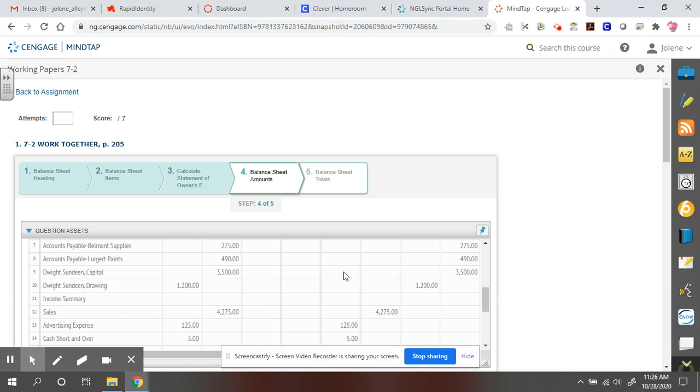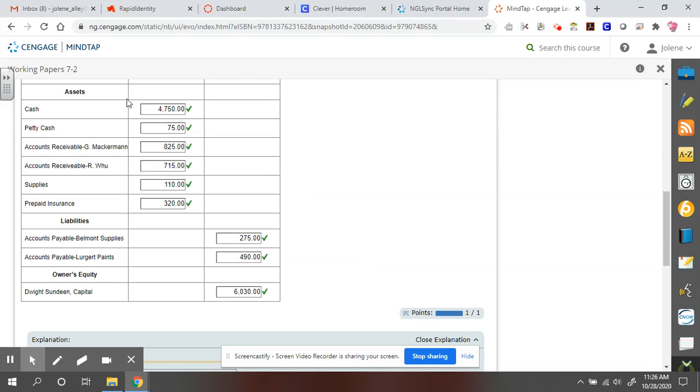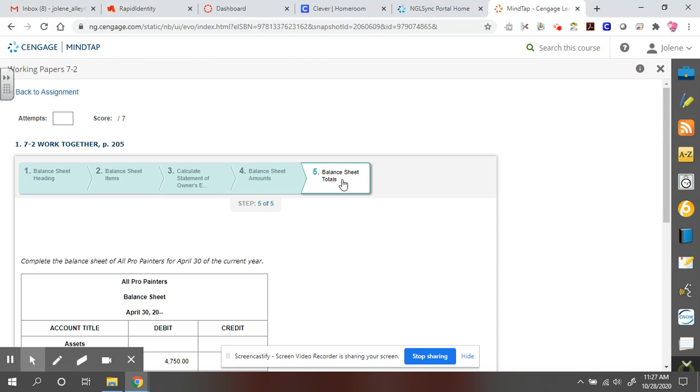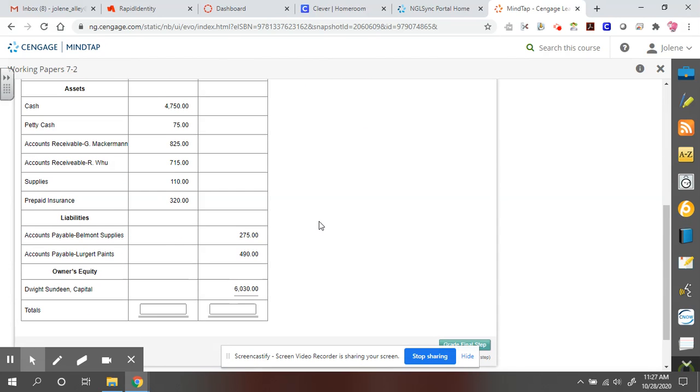Grade step 4. And it liked our numbers. All green checks. So go to the next step, which is step 5, balance sheet totals. All right, so now we have to add each column. So I add up the assets, 47.50 plus 75 plus 8.25 plus 7.15 plus 110 plus 320.